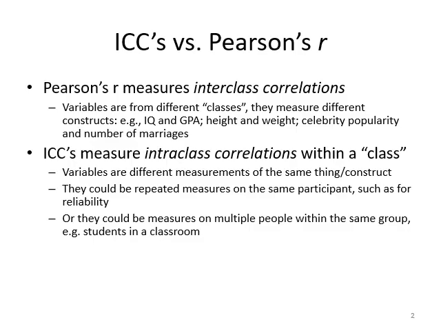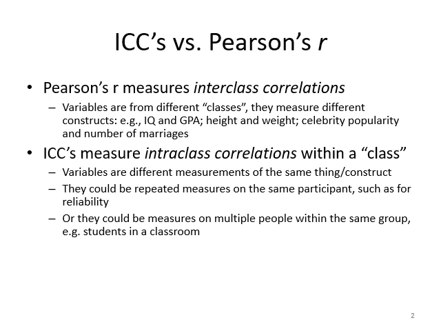So an ICC versus a Pearson's R. Pearson's R measures inter-class correlations. So variables are different classes. They might measure different constructs, for example. So IQ versus GPA, height versus weight, celebrity popularity versus number of marriages, all of which, by the way, have some form of significant correlation. However, what we're looking at in this case is the differences between groups.